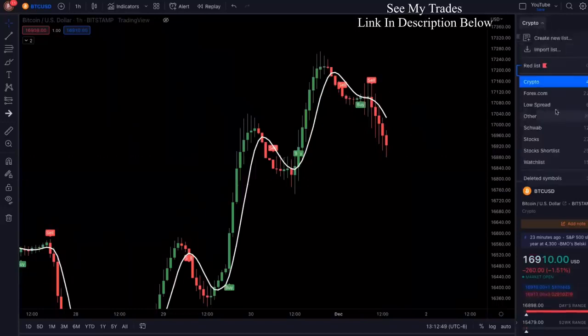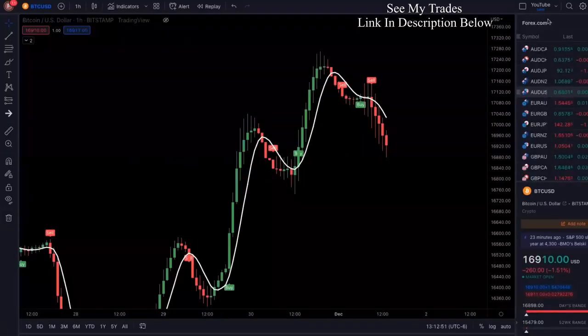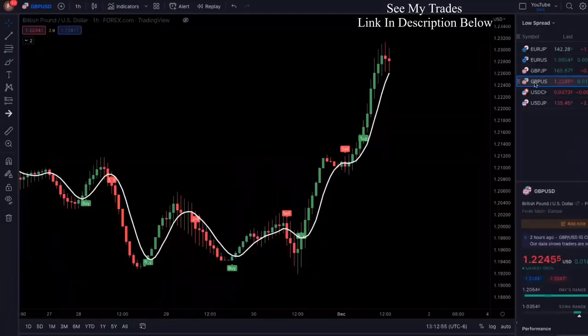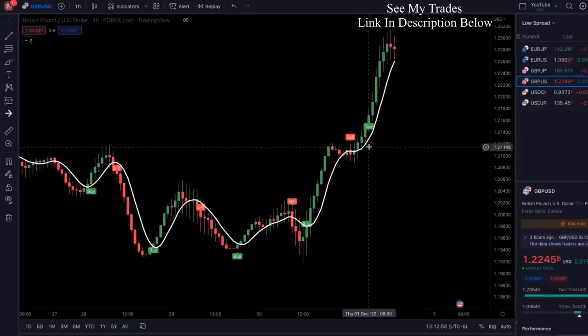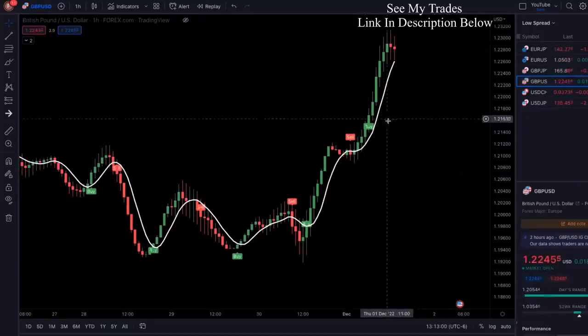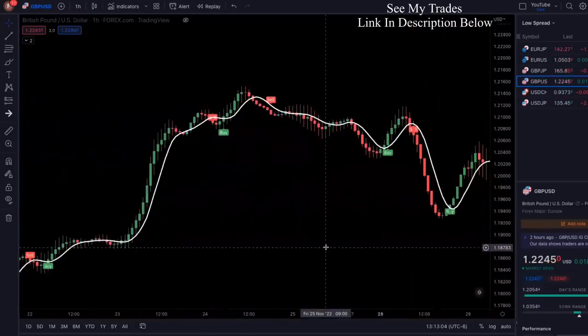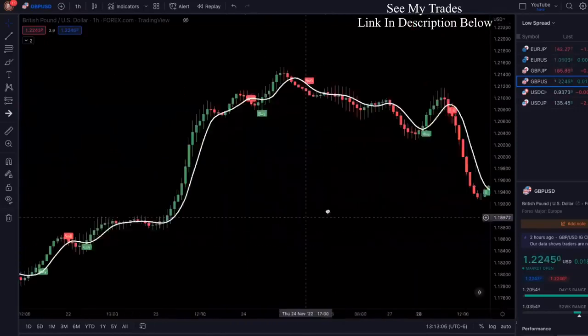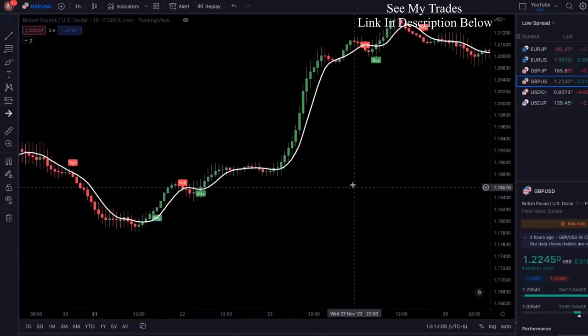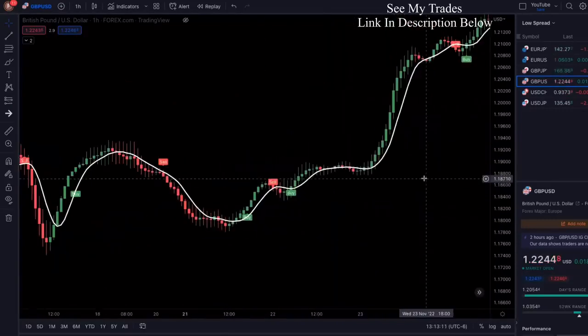And then again, for all those Forex people out there, let's look at some of the low spread, GBP USD, for instance. Yeah, pretty solid. Like, of course, just with any other trading strategy, there are going to be some losses.